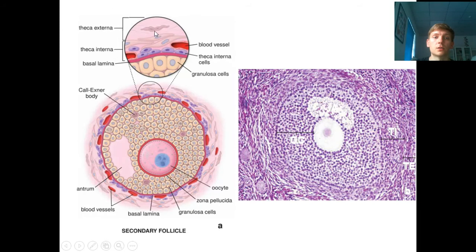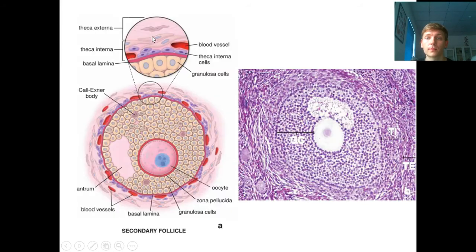Theca interna. Everything which is present above this theca interna is known as theca externa. And they are also hormonally active cells. Histologically it matters, physiologically it doesn't matter too much. Okay, let's continue.